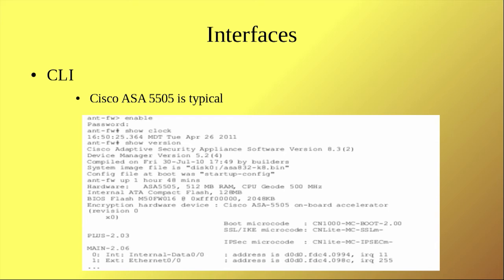Here is a typical interface that you can get. This is a Cisco interface, the CLI for an ASA 5505. It tells you the version and so on, using show clock and show version. All these are evidence that you can collect. This evidence tells you how long the device has been up, what startup configuration it used, what the image file is, where the boot code is, what the external interface and internal interface are, and so on.